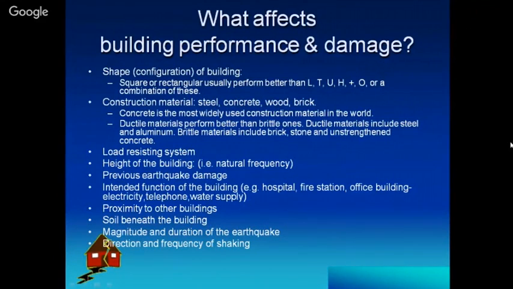And if you are not having a building which is exactly symmetric, you can provide expansion gaps. That is what is mentioned in this slide, that square or rectangular usually perform better than L, T, U, H, plus. That is the reason, because they are unsymmetric some way or the other, if you compare them with square or rectangular. Although it is not always possible to have square or rectangular buildings, sometimes we need to have L, T, U or plus type buildings. In that case, you can provide expansion gaps to your buildings.